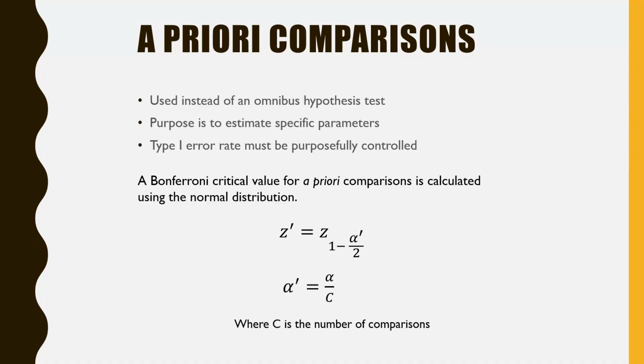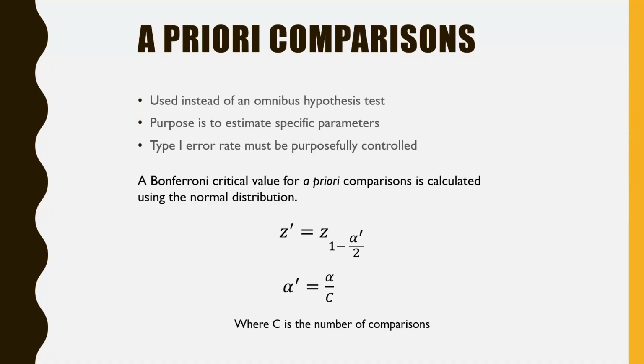That Bonferroni critical value is calculated using the normal distribution, which is the same distribution that we used back in Stats 101 when we compared proportion 1 to proportion 2. We used the normal distribution. So note here that the z is a z statistic from the normal distribution, but instead of using alpha, we use alpha prime, which is just alpha divided by the number of comparisons.